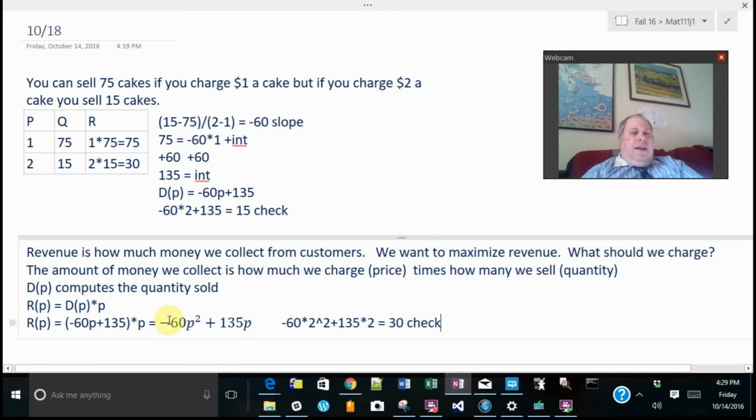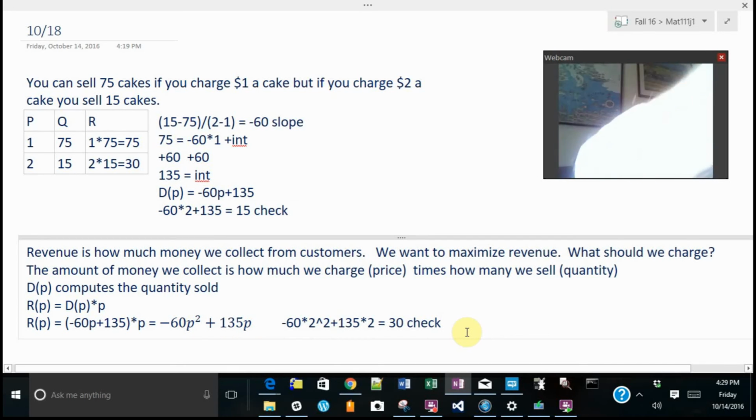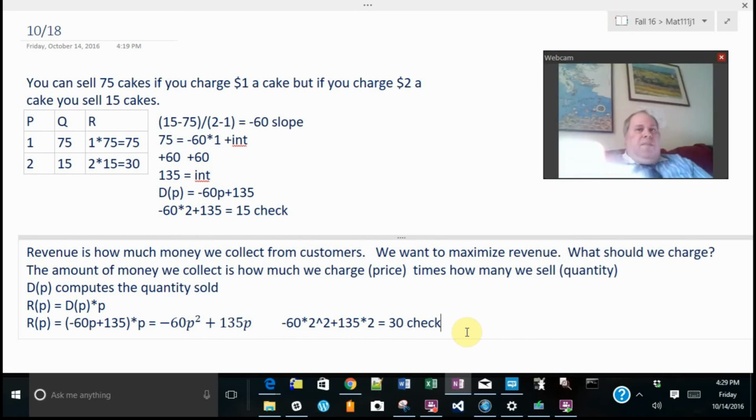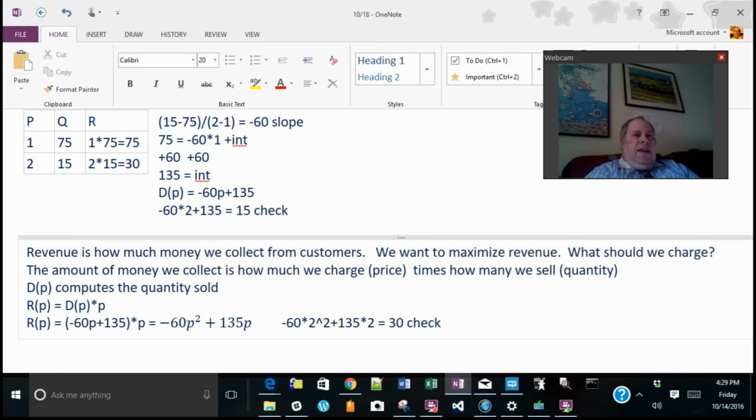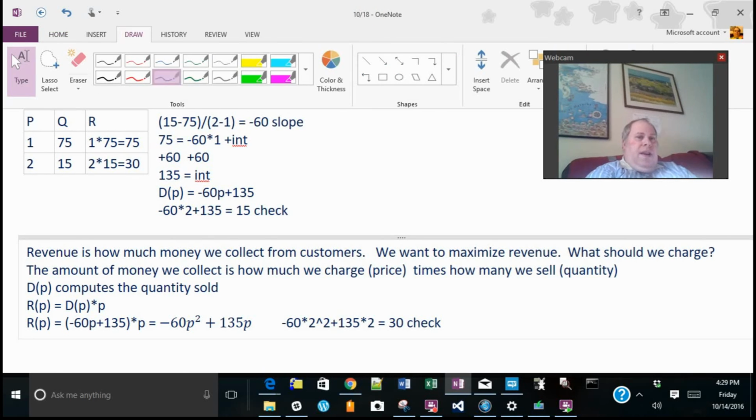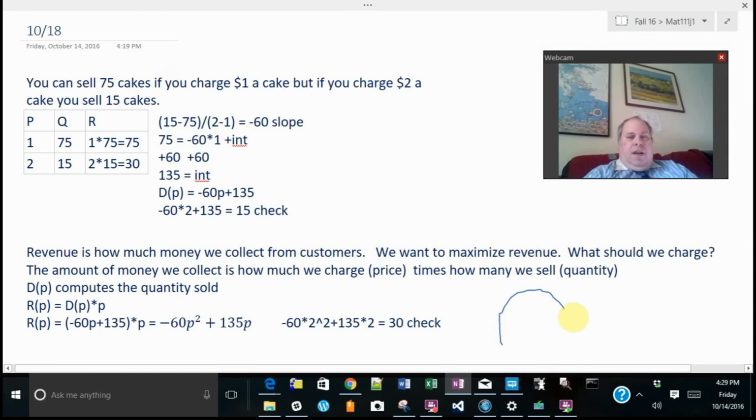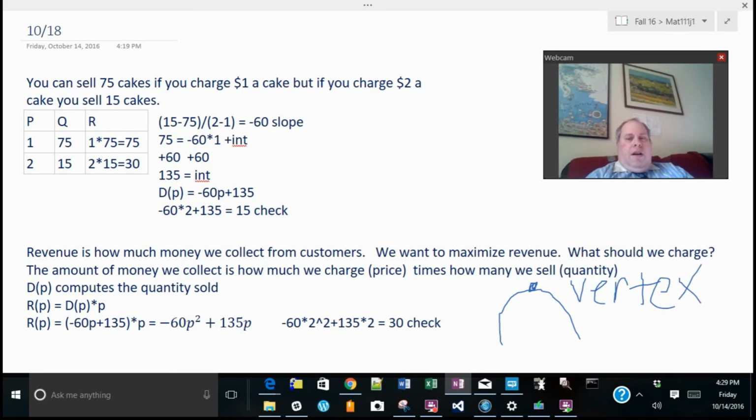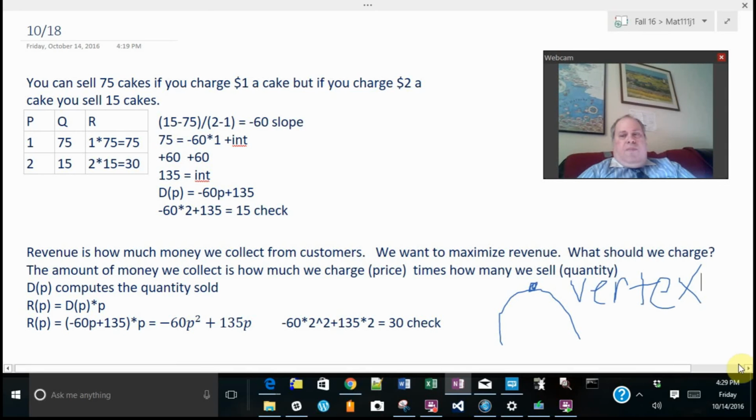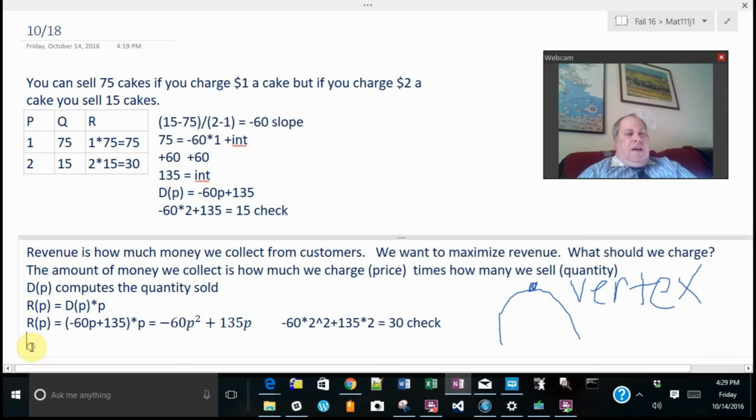Well, this is a quadratic, and by its nature it has a negative a. Every quadratic with a negative a is shaped like this. So what we want to find, our revenue maximizer, is the top of that, otherwise known as the vertex. So our job is to find the vertex.